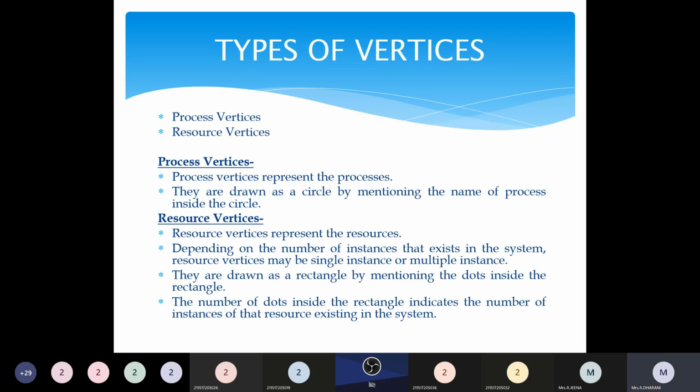Process vertices represent the processes. They are drawn as the name of the process inside a circle. Resource vertices represent the resources. It depends upon the number of instances that exist in the system. Resource vertices may be single instance or multiple instance, and they are drawn as a rectangle with dots inside the rectangle. The number of dots inside the rectangle indicates the number of instances of that resource existing in the system. So let us see a pictorial representation.